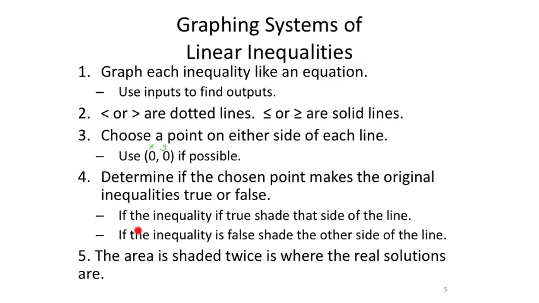Okay. Once you do this with one of the equations, you're going to go back up to the top. You're going to take the other inequality, graph it like an equation, determine if the line is dotted or solid, and test the point. If you can test the same point, then you will: 0, 0. Check to see if it's true or false to shade. And the final solution is the area that is double shaded. So we'll have to look out for that. Okay?